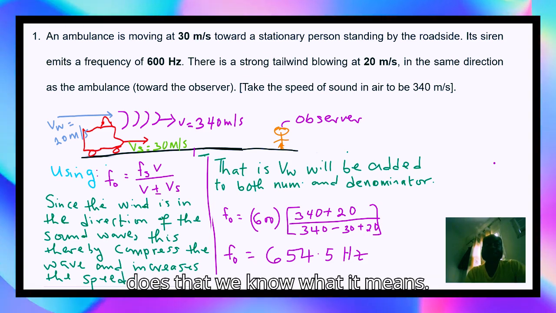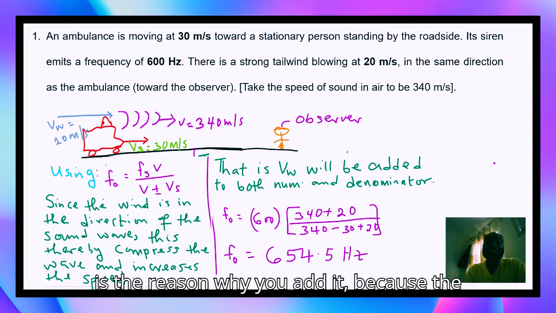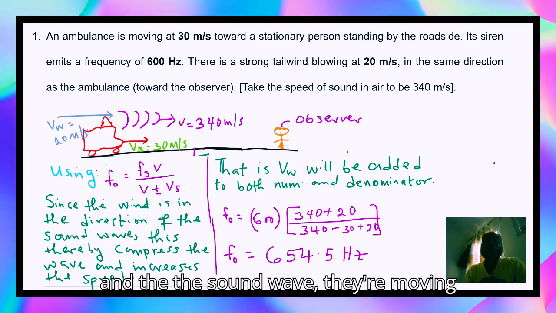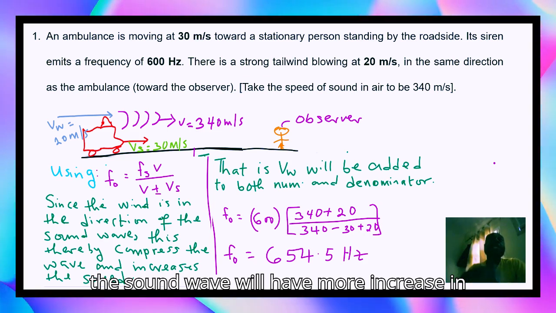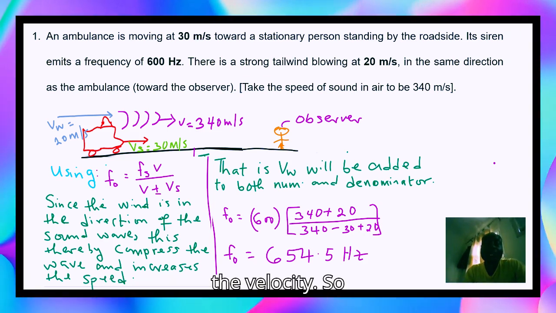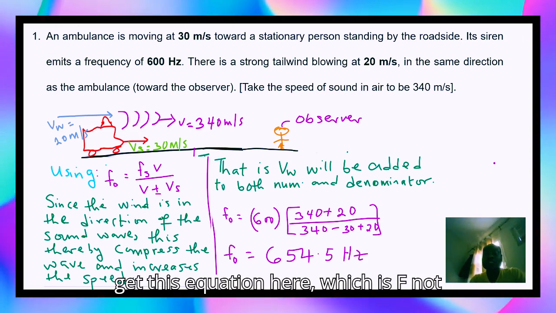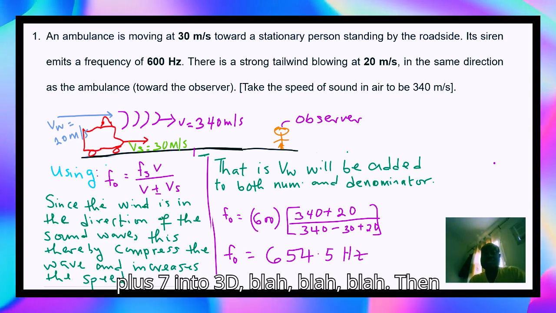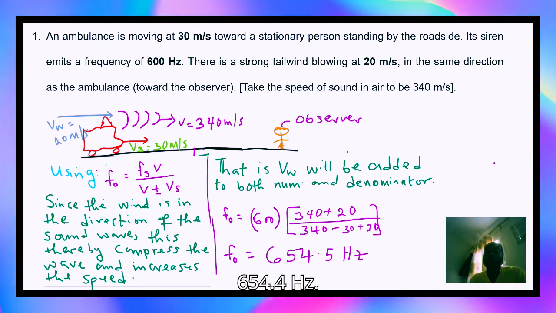You know what it does? It cancels the effect of that wind. That is the reason why you add it, because the wind and the sound wave are moving in the same direction, thereby the sound wave will have more increase in the velocity. So that is the reason. Then you get this equation here, which is f0 equals 600 times and so on. Then you get the answer, which is 654.4 Hz.